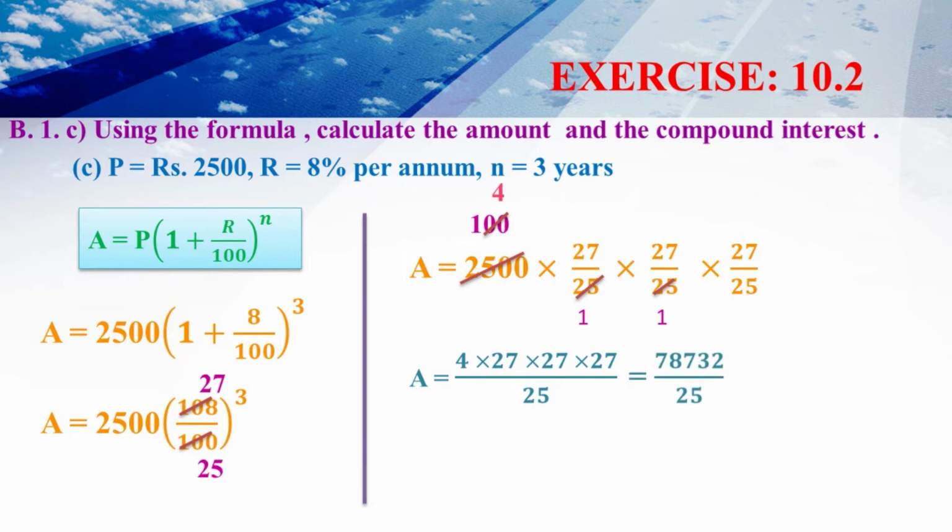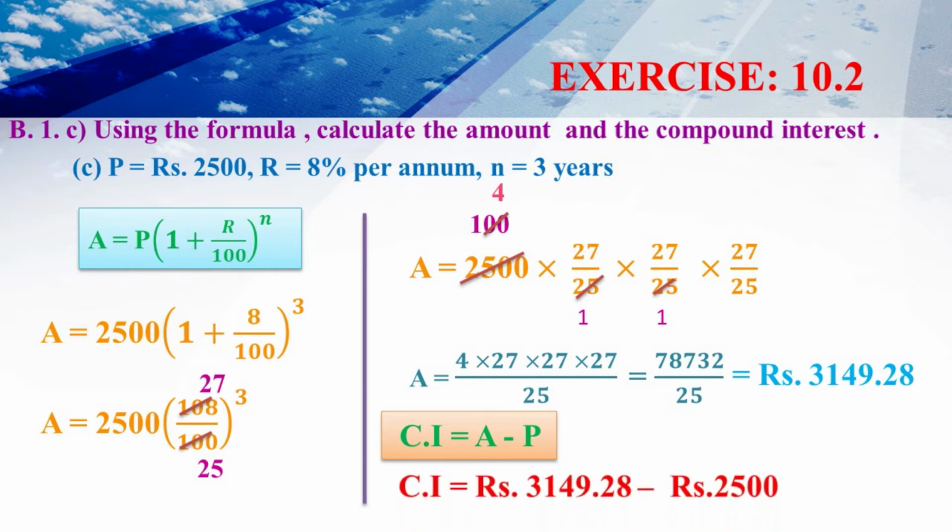Product of numerators: 78,732 divided by 25, which is equal to rupees 3,149.28. Therefore, the amount is rupees 3,149.28. Now to find compound interest. Compound interest is equal to amount minus principal. Amount is rupees 3,149.28 and principal is 2,500, which is equal to rupees 649.28.